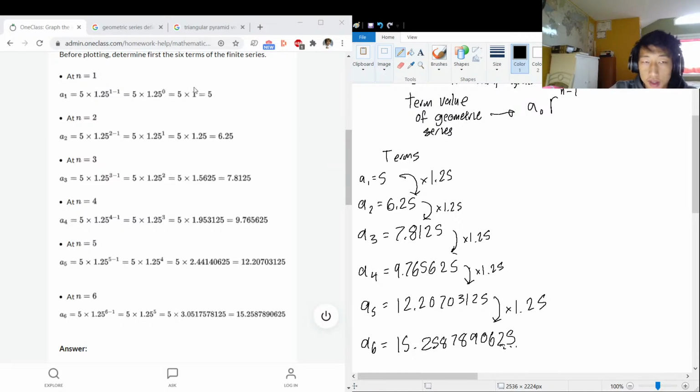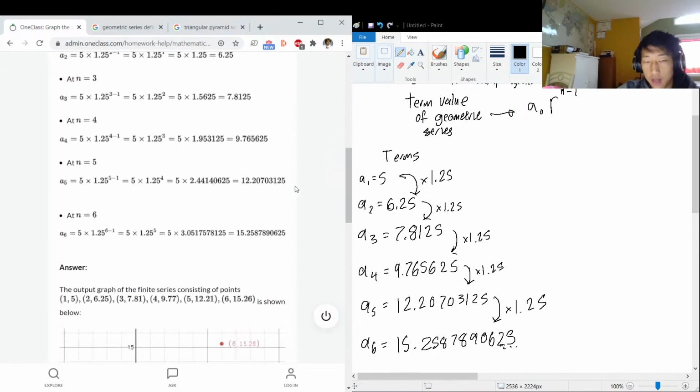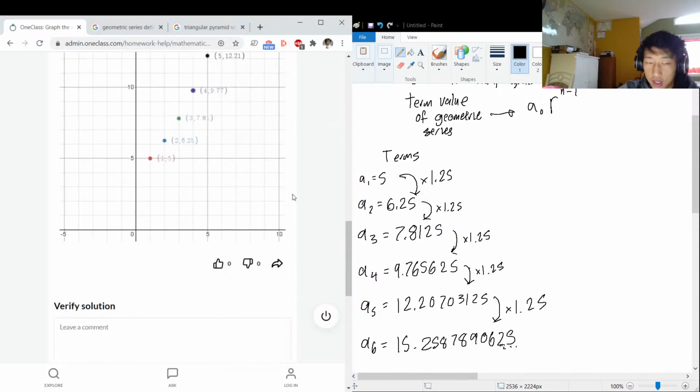But yep, as you can see, it is a geometric series because the keyword that let us know about that is r equals 1.25. We know that every term is going to be 1.25 times bigger than its previous term. And you multiply your current term by 1.25 to get the next. Okay, so I think we can say that this question is done.